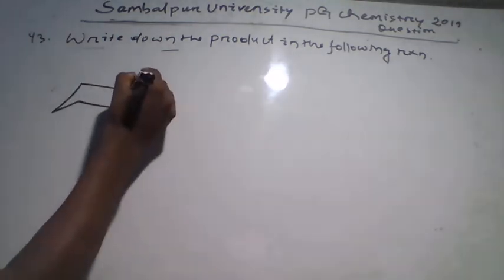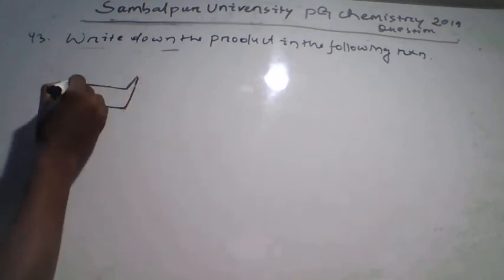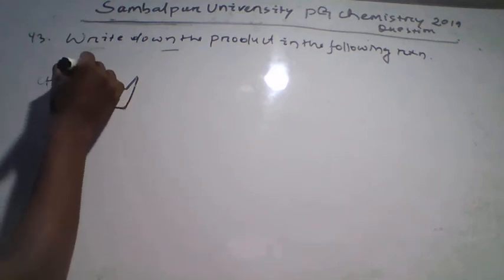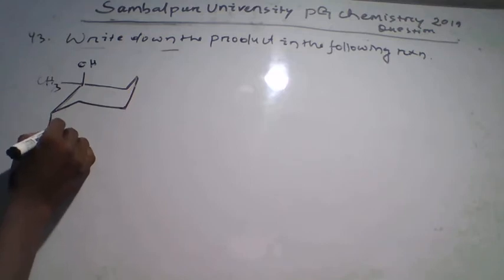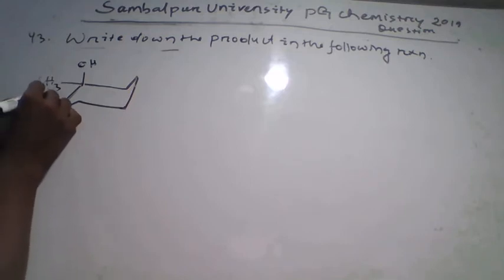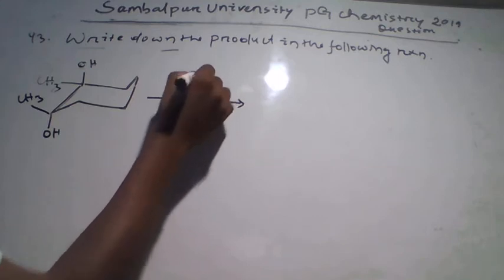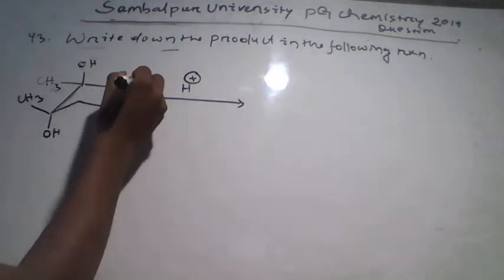Here, see, this is your cyclohexane. It is given that the methyl group is in the equatorial position, the OH is axial, and another OH is also axial, and here is your CH3, and it is given acidic condition. In acidic condition, what is the product for this particular reaction?